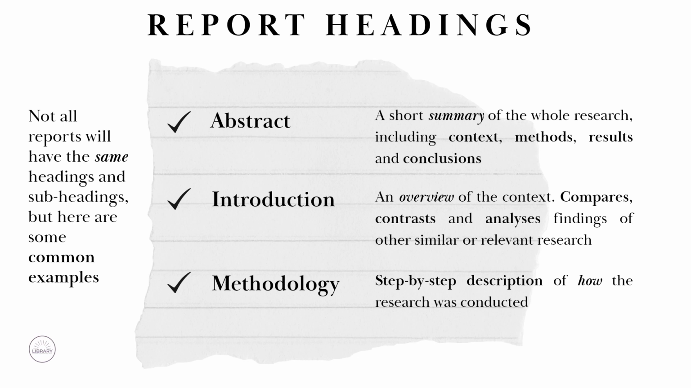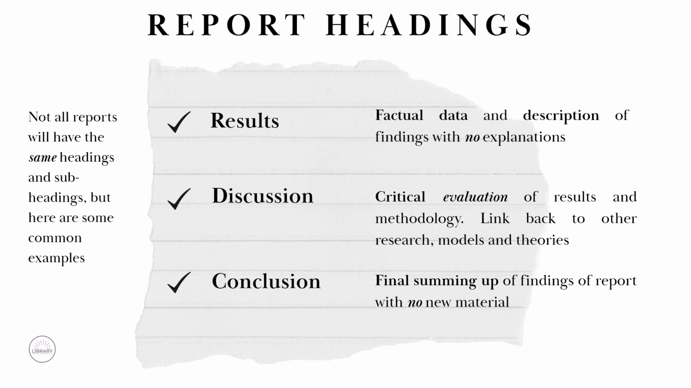Methodology. A step-by-step description of how the research was conducted. Results. Factual data and description of findings with no explanations. Discussion. Critical evaluation of results and methodology. Link back to other research, models and theories. Conclusion. Final summing up of findings of report with no new material. If you're unsure of which to use, there are lots of examples of reports online that you can look at to get ideas.